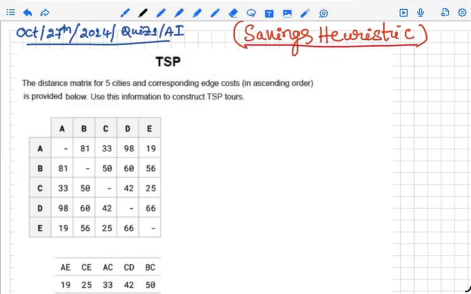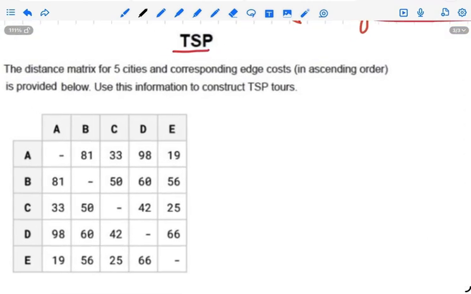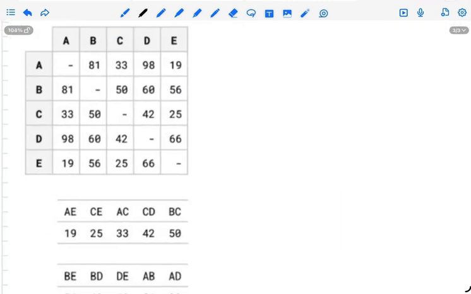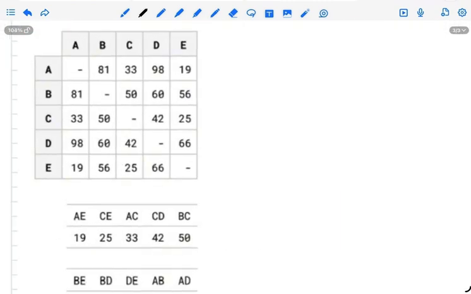Question papers of the AA October 27. The question is related to the traveling salesman problem and the savings heuristic algorithm. The question gives the distance matrix for the 5 cities and the corresponding edge costs in ascending order, from each city to every other city.